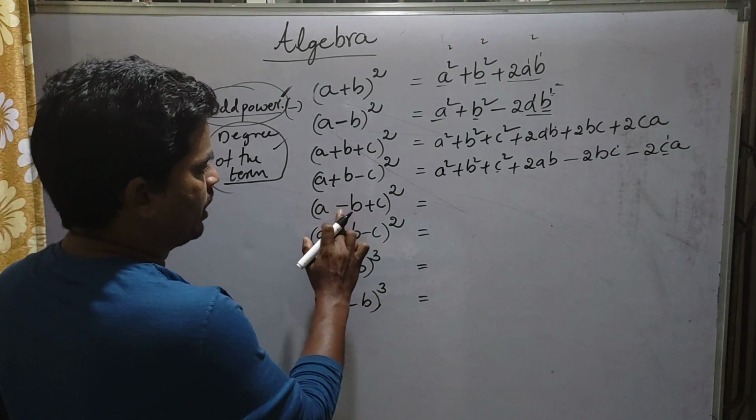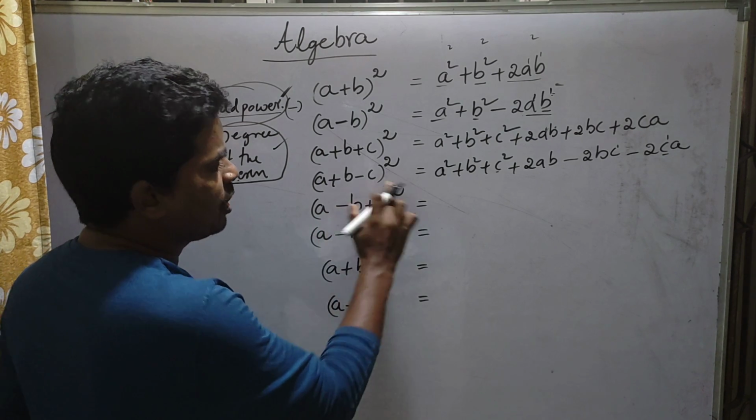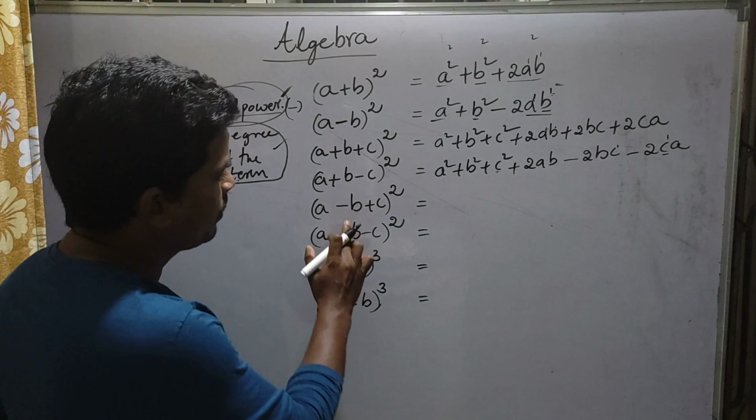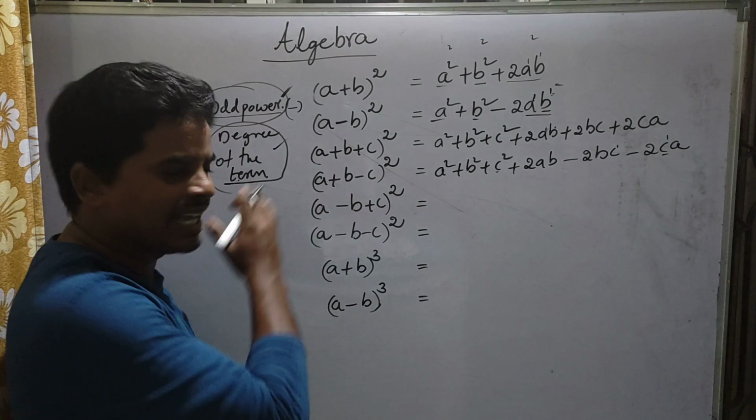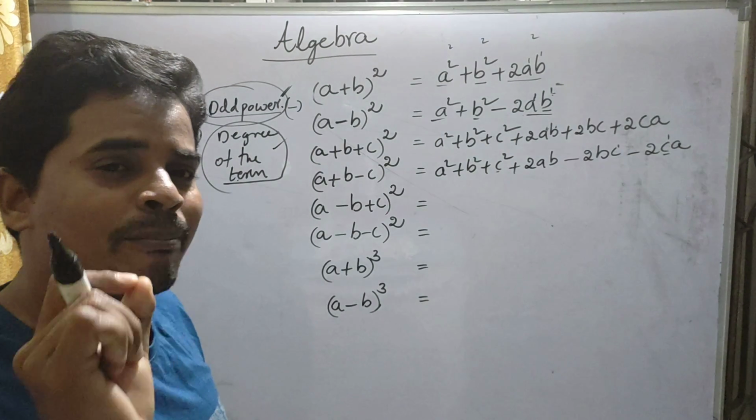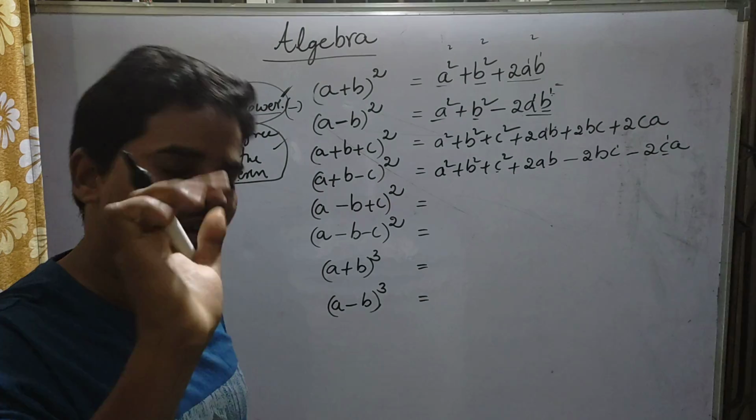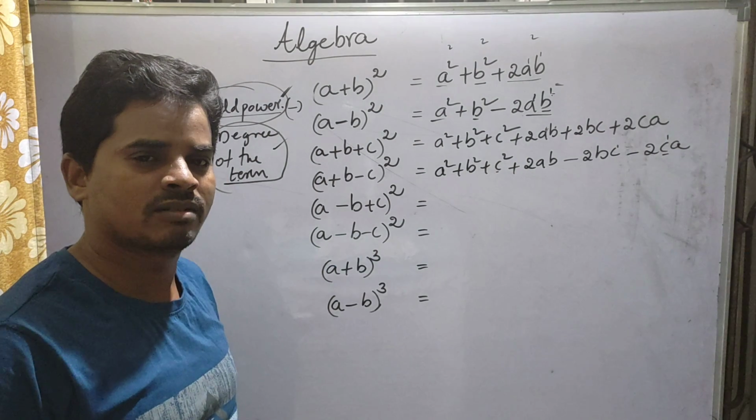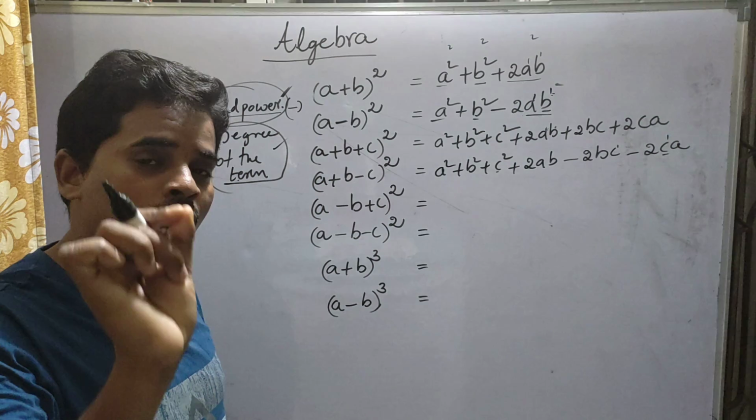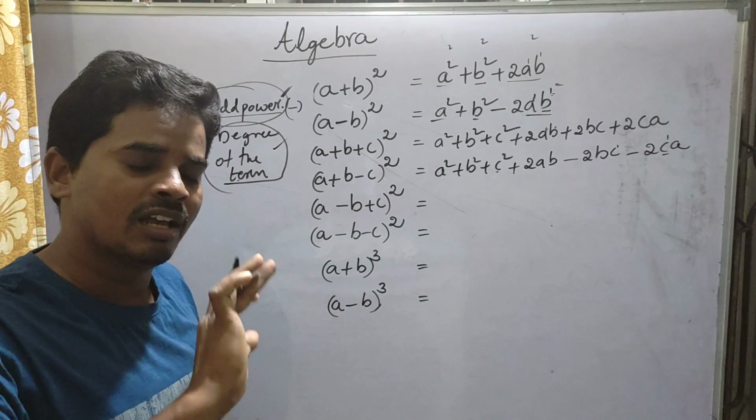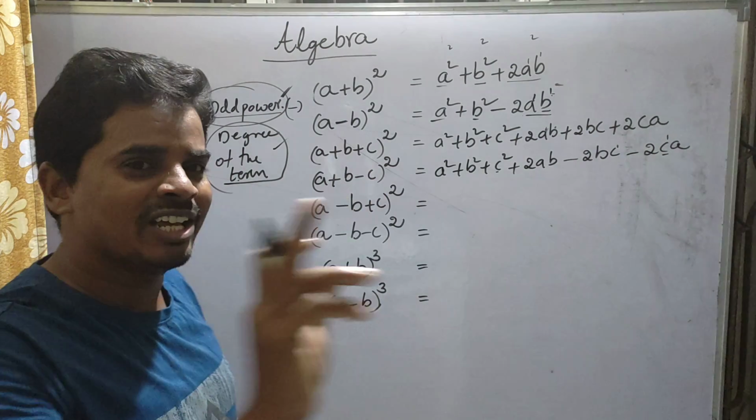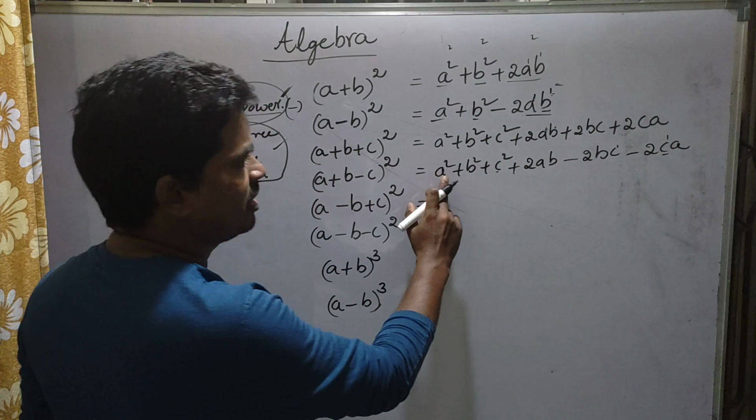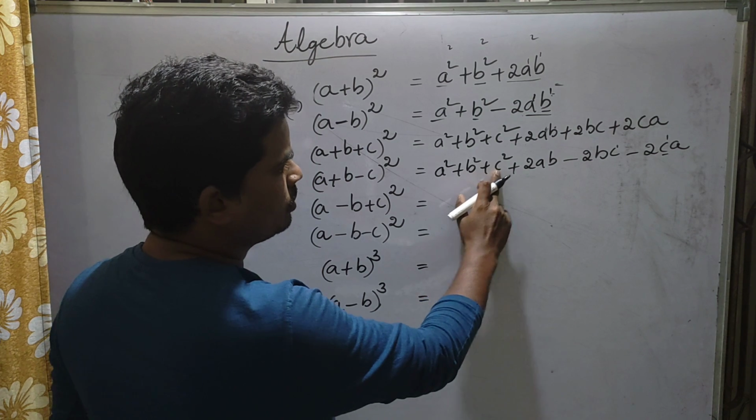Next, (a - b + c) whole square. If you observe here, b has the negative sign. So in the expansion, where b has the odd power, there only we will get the negative sign, students. Remaining all are positives only. And each term's degree is 2 only. Check once again, here also 2, 2, 2.